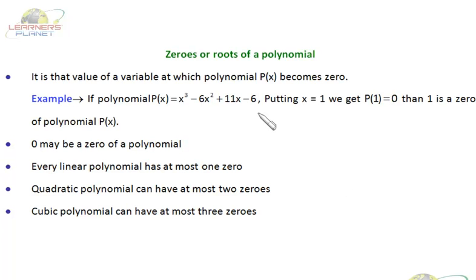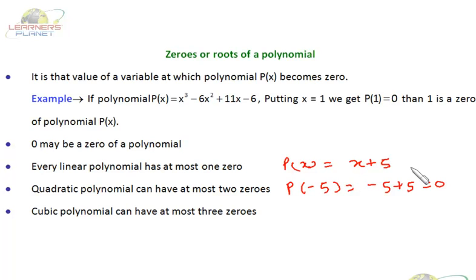Suppose I have a linear polynomial, maybe p(x) is equal to x plus 5. Now if I put x equal to minus 5, I'll get the value as 0. That means minus 5 is a zero of this linear polynomial. Why do we call it a linear polynomial? Because the exponent of the variable over here is just 1. So we'll have just one zero, or one root, for this polynomial.